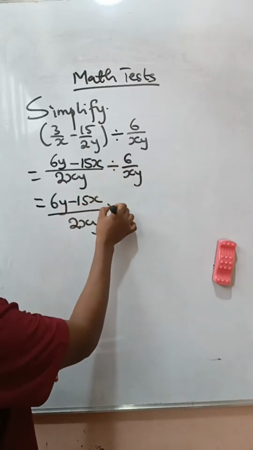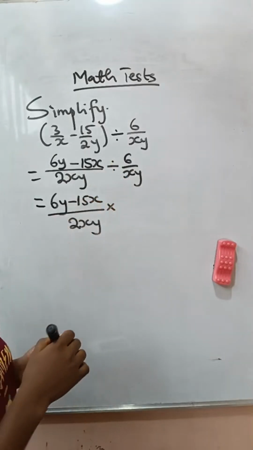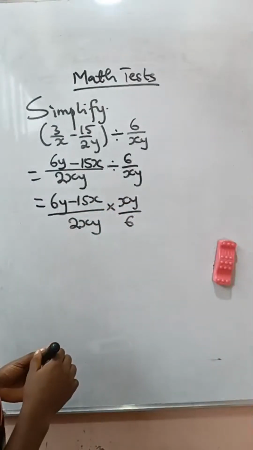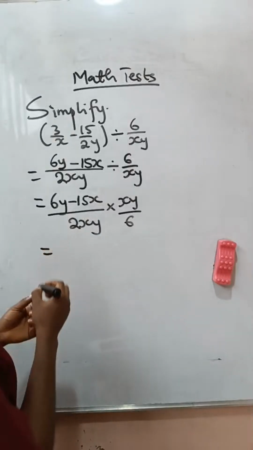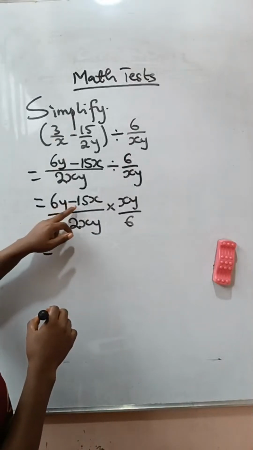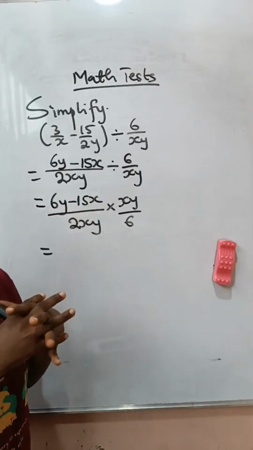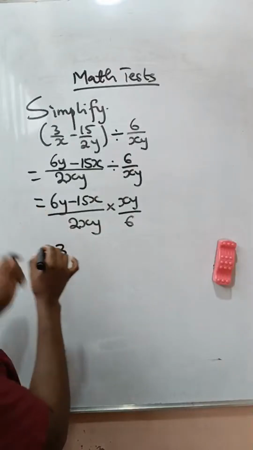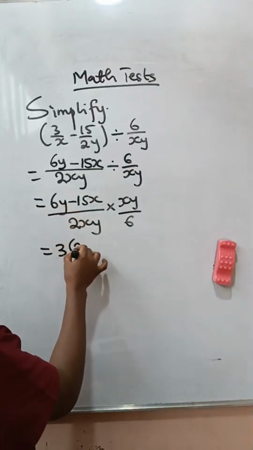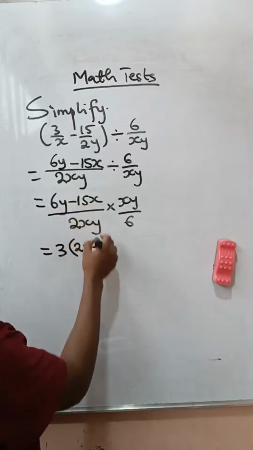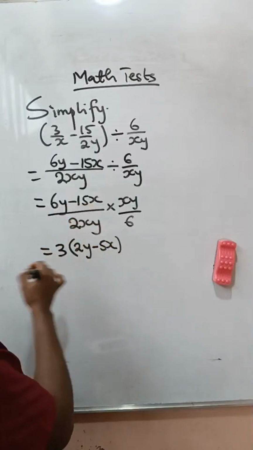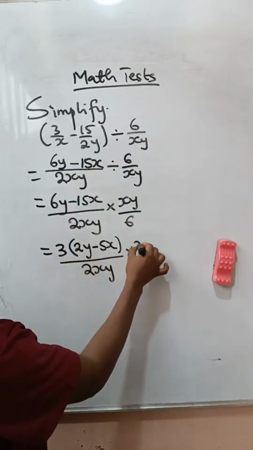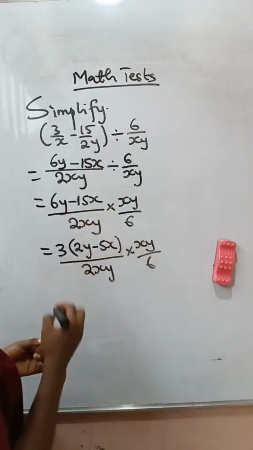Then we change division to multiplication, so multiplied by xy divided by 6. All right, so this is equal to, you can see that 6y minus 15x, they have 3 in common. So I would like to bring out that 3 so that my division will be easier. So I'll bring out 3, brackets, this will be 2y minus 5x divided by 2xy multiplied by xy divided by 6.